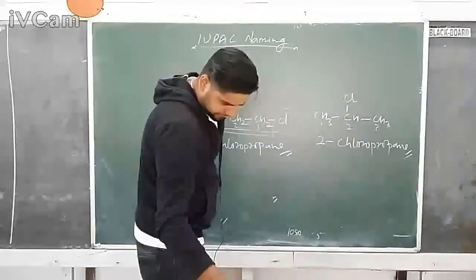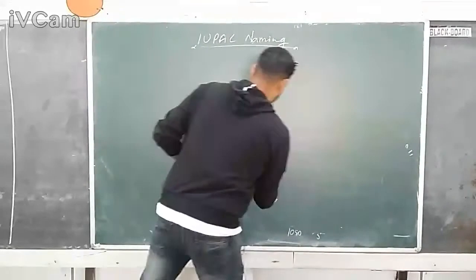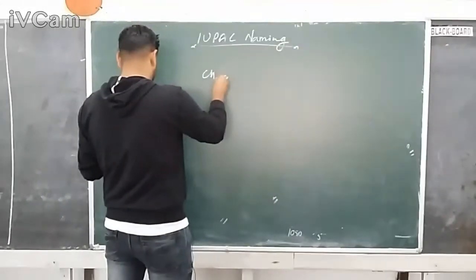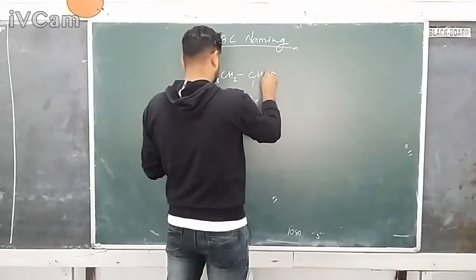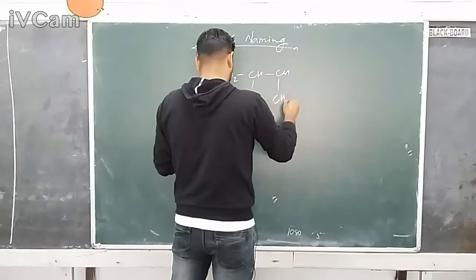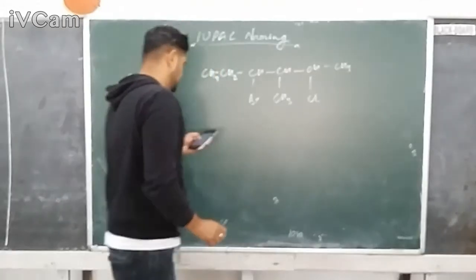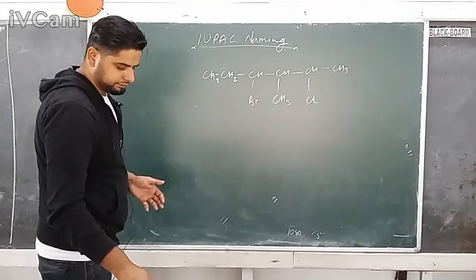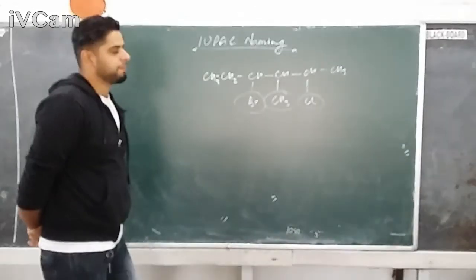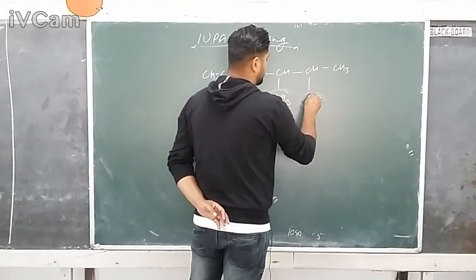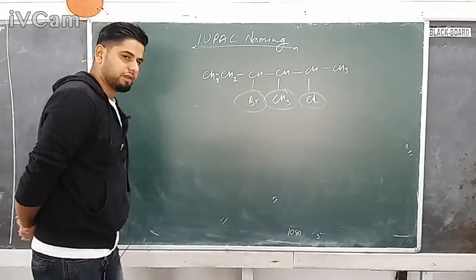Now I'll give you one example, and let us try to write the name. CH3, CH2, CH, here Br, here again CH, here CH3, here CH, Cl, CH3. Now look at the board. There are three substituents. The chlorine group is there, the bromine group is there, and the methyl group is there.